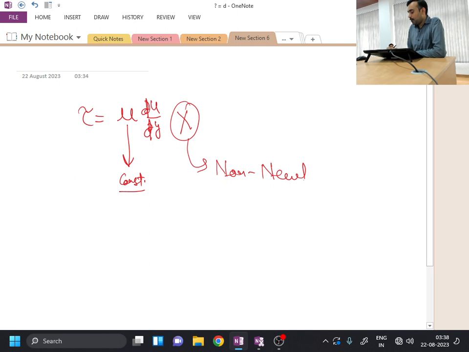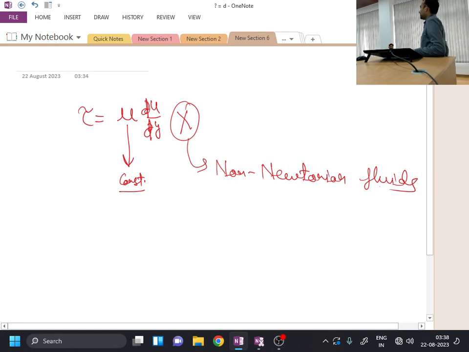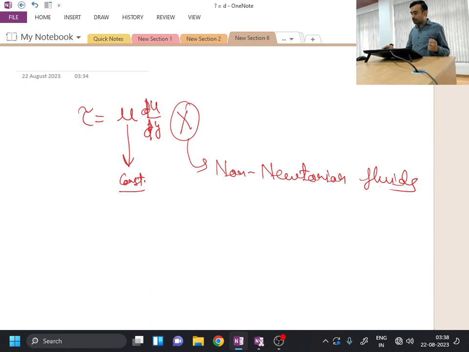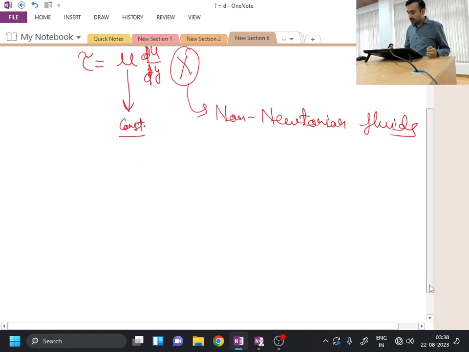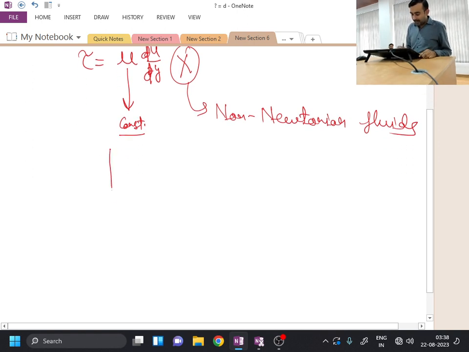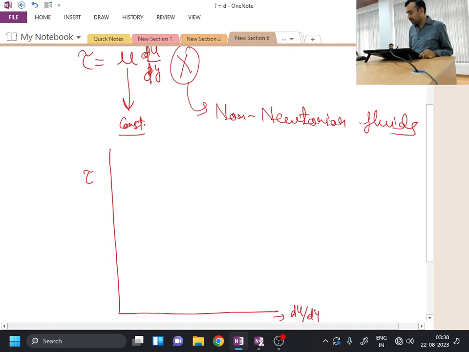Now, for studying the non-Newtonian fluids, we have seen that we have different types of possibilities. If I try to draw these possibilities over here, I can have this relationship between shear stress tau and rate of shear strain, which can also be written in the form of velocity gradient du by dy.